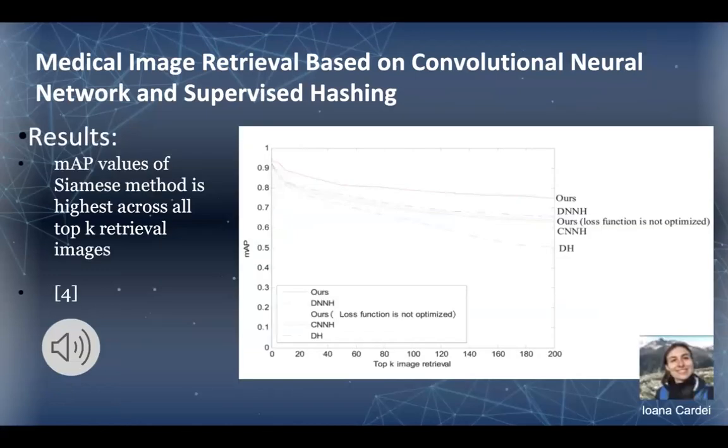Let's look at the results of the research paper. Here we have the mean average precision, which is an evaluation metric used in object detection, image retrieval, and information retrieval. As you can see in the graph, on the y-axis we have the MAP, and on the x-axis we have the top K image retrieval. As you can see, the Siamese method has the highest MAP values, and the results show that the proposed method retrieves similar images faster and has improved accuracy of image retrieval than the other deep learning models.